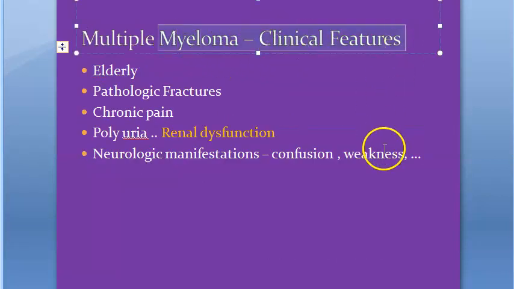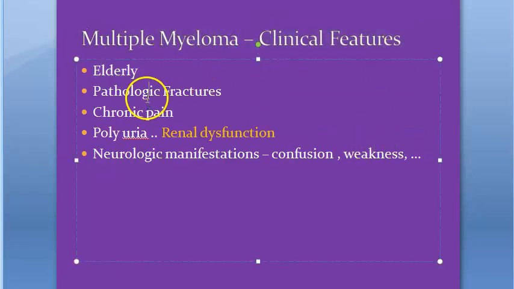Look at the clinical features of multiple myeloma. Usually it affects the elderly. There will be pathological fractures, chronic pain. There will be renal dysfunction. Polyuria will be there. There's a lot of urine going and renal dysfunction. Neurologic manifestations also can be there. Confusion, weakness, etc.